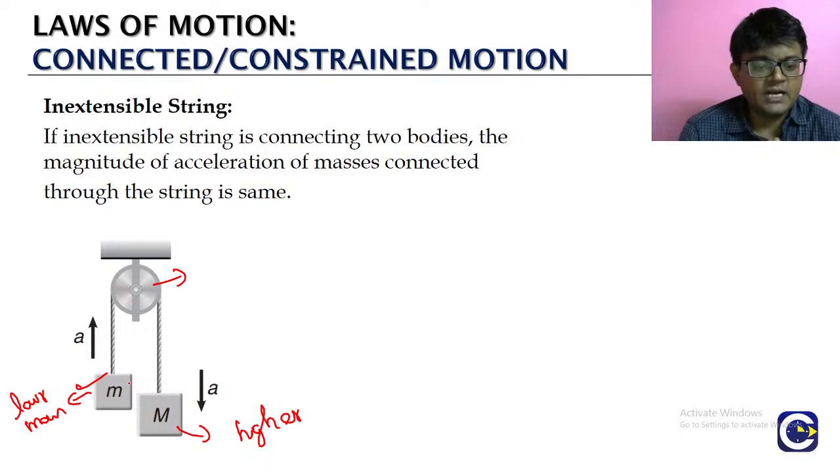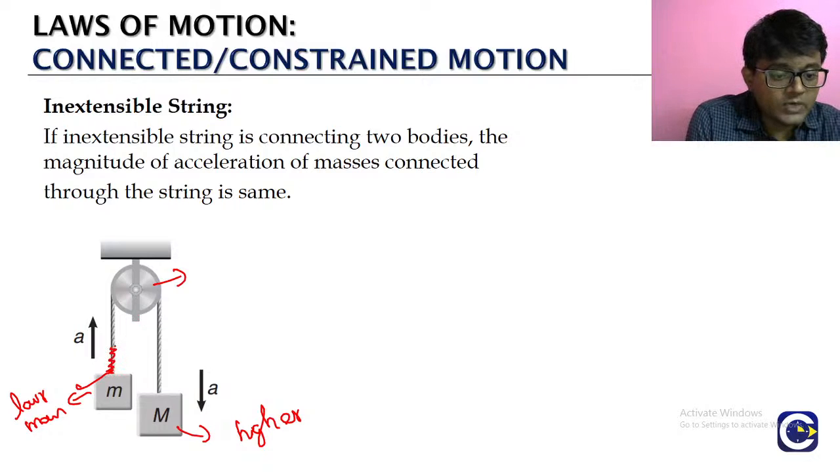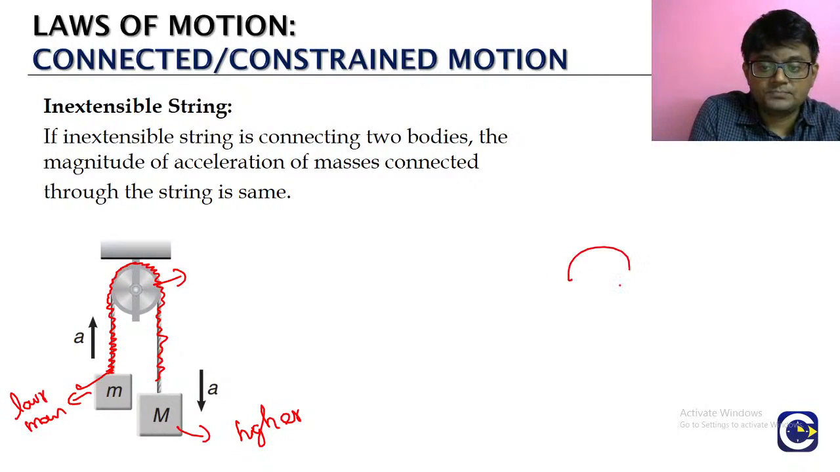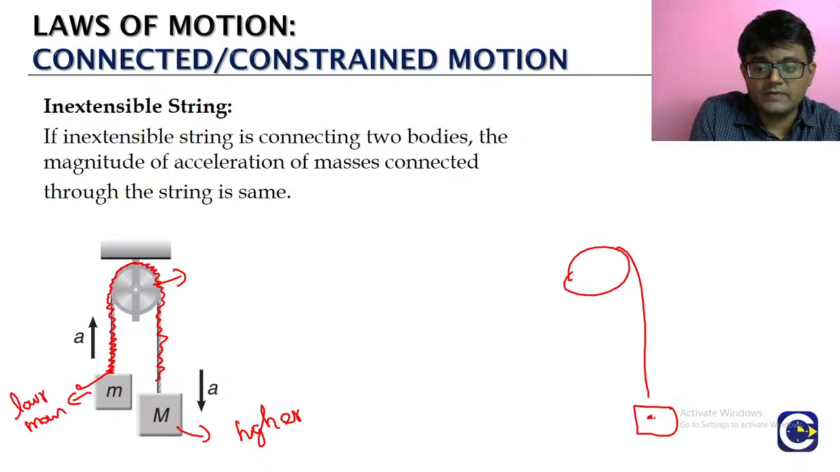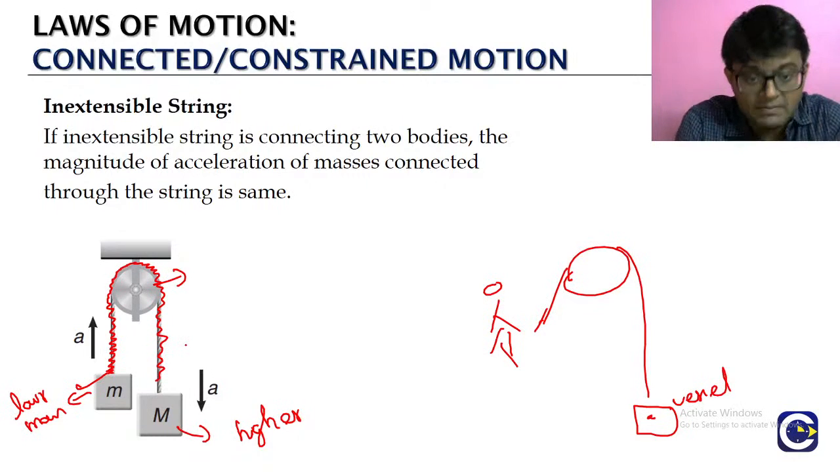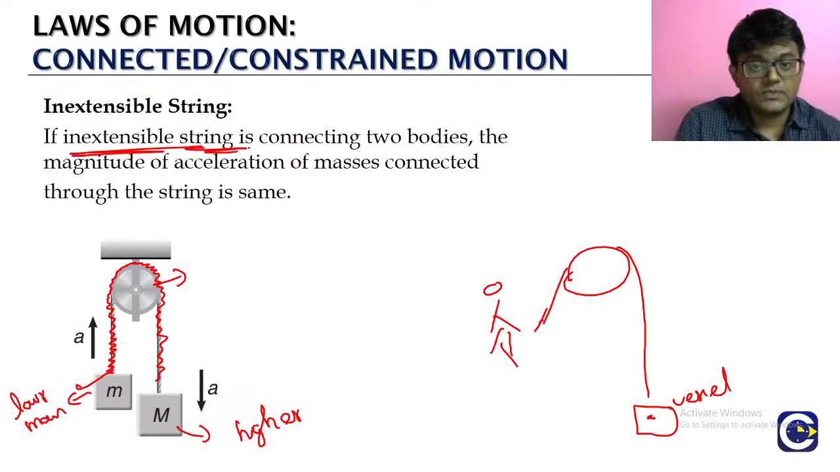Because these two are connected, this is the pulley and this is the vessel. You are pulling that, so the same rope is going across the pulley. Both small m and capital M are connected by the same rope, which is inextensible. Normally, whenever we look at problems in Newton's laws of motion, the rope or string or wire, we assume it to be inextensible.